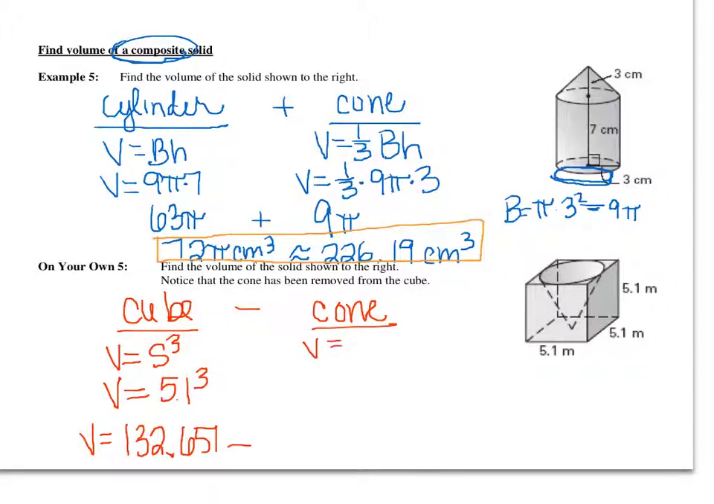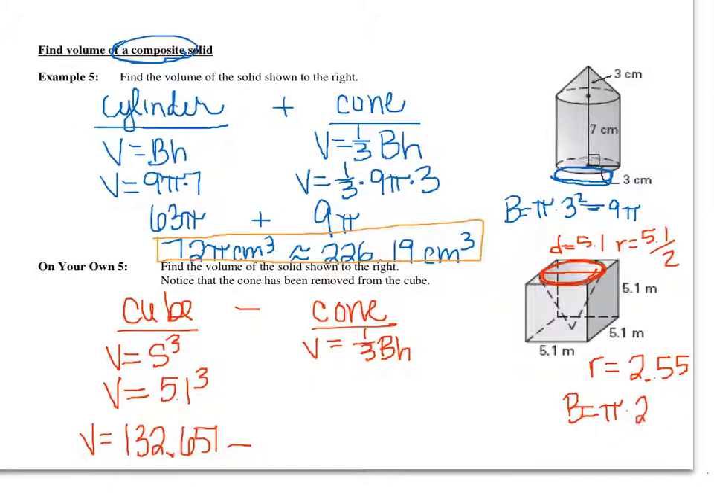The volume of a cone is 1/3 my base area times my height. So my cone is right here. Now I know all the way across, so my diameter is 5.1. That means my radius has to be 5.1 divided by 2, and I need to know my radius in order to find my area. So my radius of my cone is 2.55. To find the base area of my cone, it's pi times my radius, 2.55, squared.